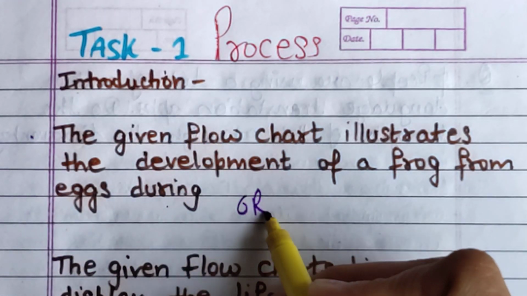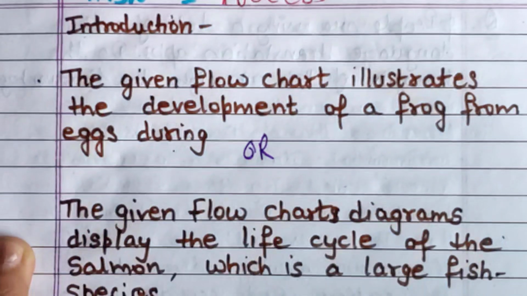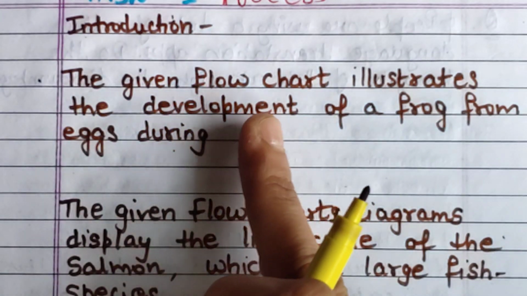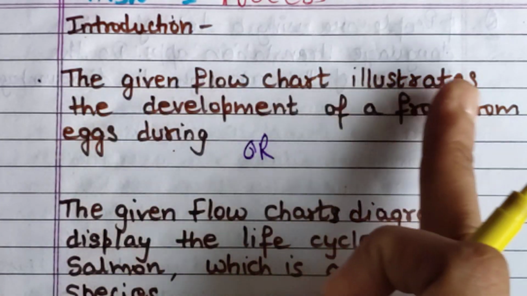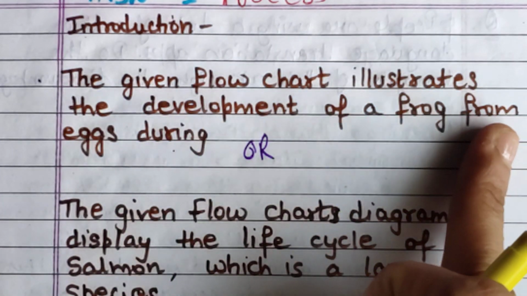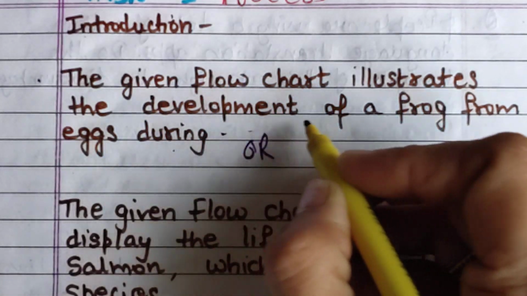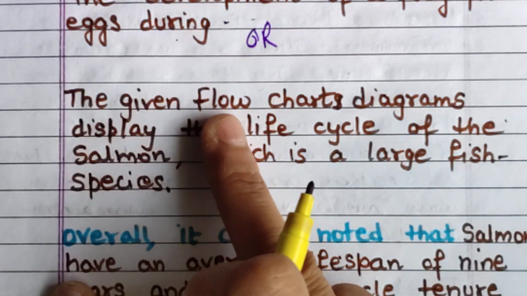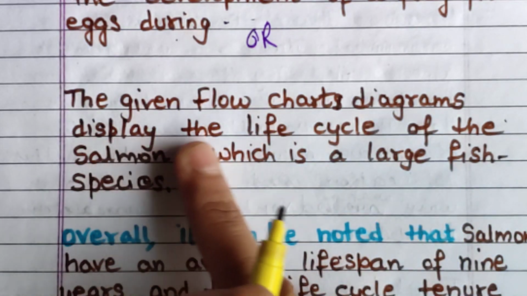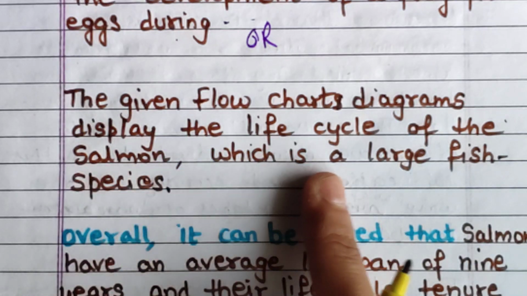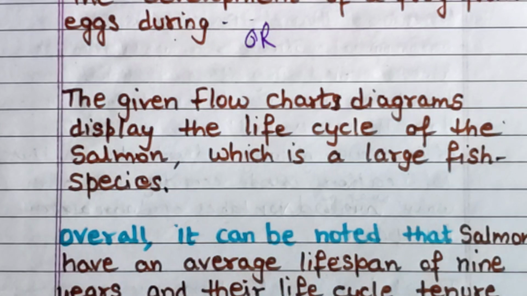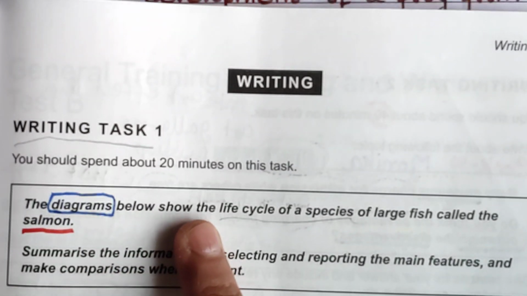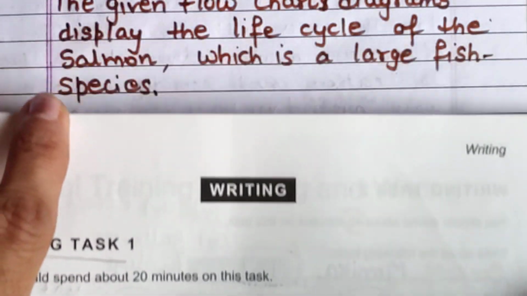No need to write what you will be asking me. In the introduction you can use this language: The given flow chart illustrates the development of a frog from eggs during, but that was something different. So this is the introduction: The given flow chart diagrams display the life cycle of the salmon, which is a large fish species. You can see this simple present tense. I have paraphrased the things.